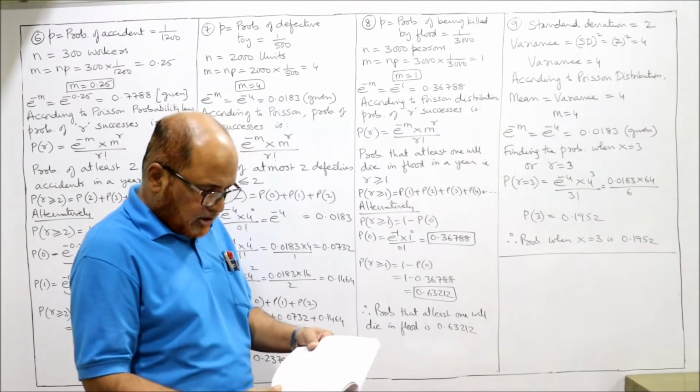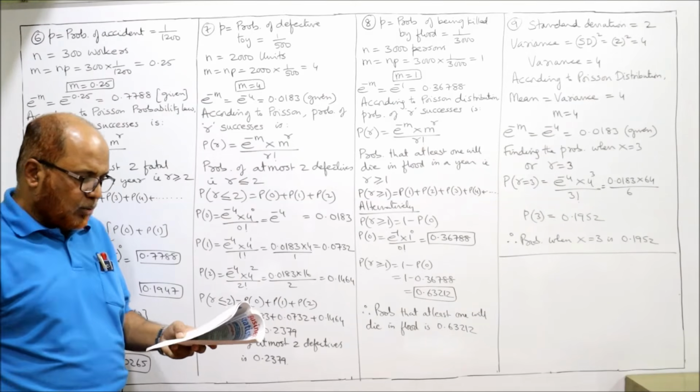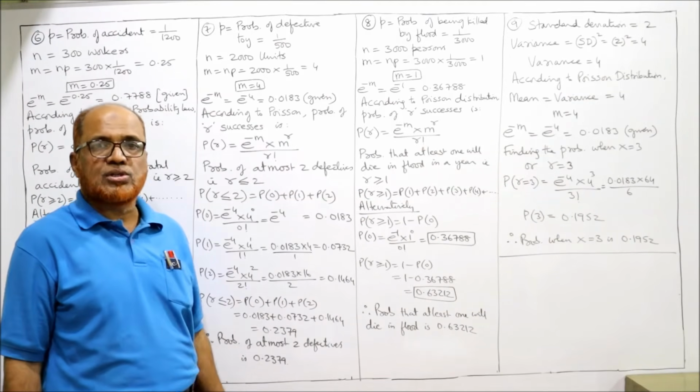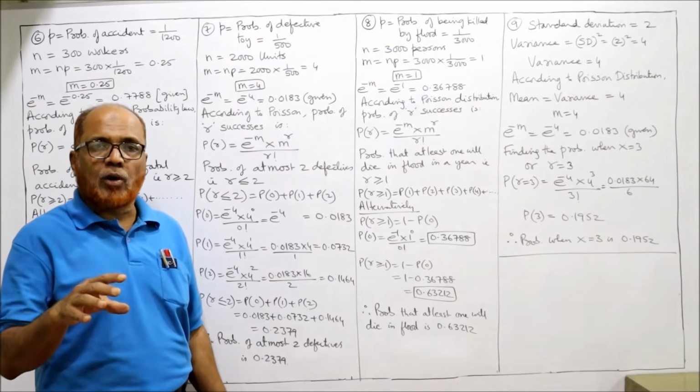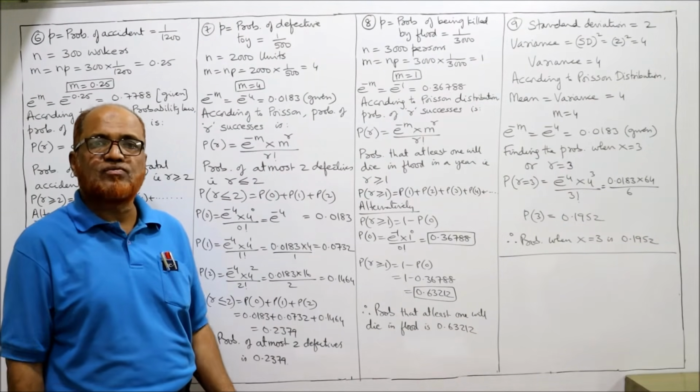Now see the 8th one. If the chance of being killed by flood during a year is 1 by 3000, the probability that a person will be killed in a flood is 1 by 3000.